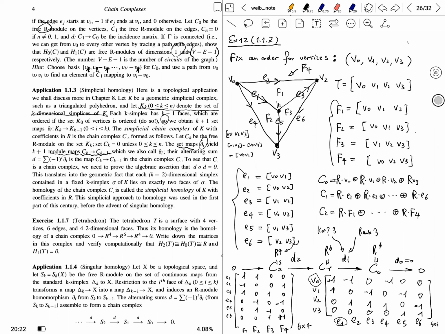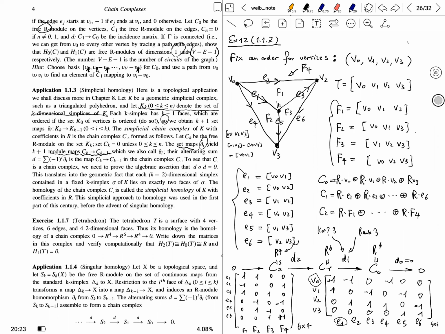One important thing is we have to fix an order at the beginning for the vertices. So let's fix V0, V1, V2, V3. So the order is the increasing of the index integer 0, 1, 2, 3. By doing this, geometrically we give an orientation for all those edges and also for those triangles, because the orientation comes from the vertices. You don't have to care about other things, it just comes from the vertices.